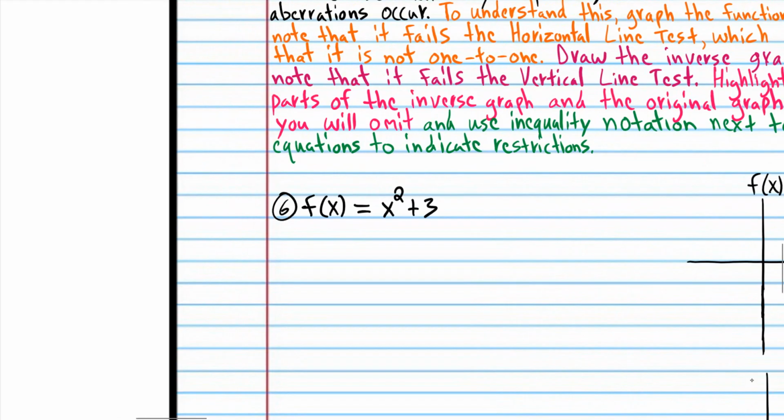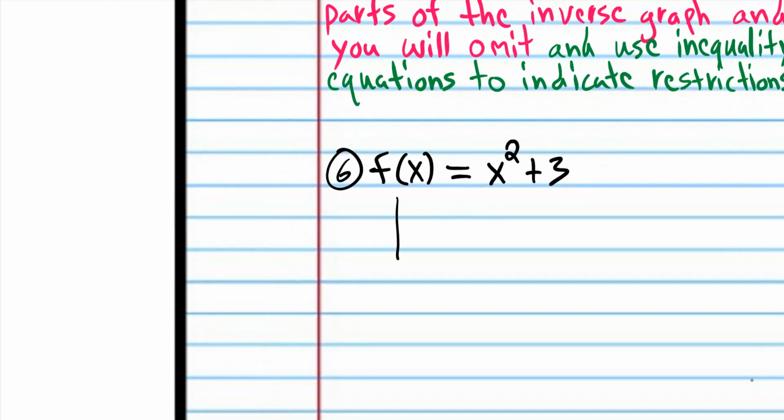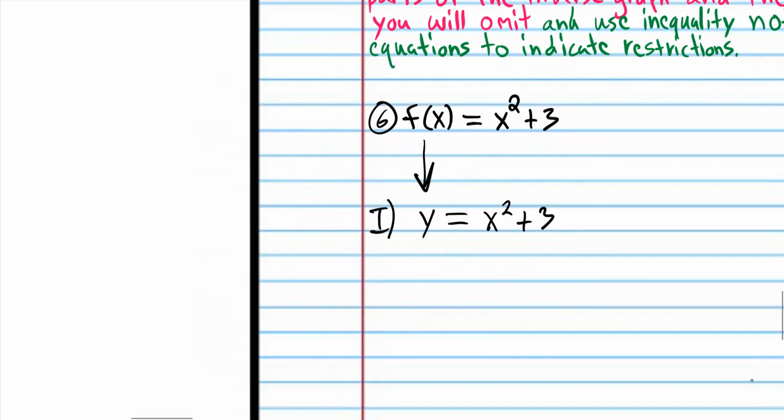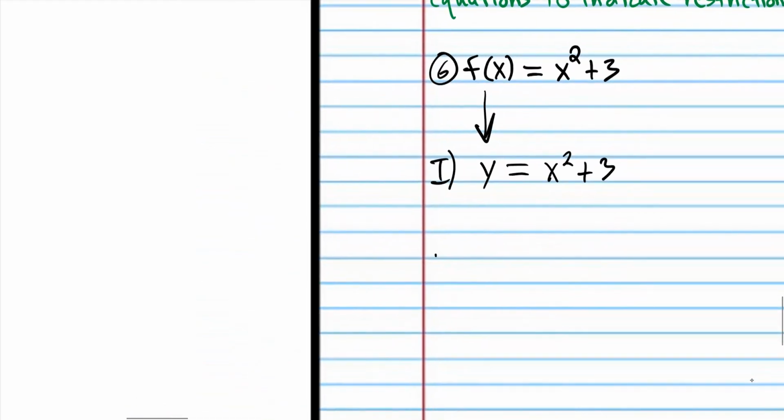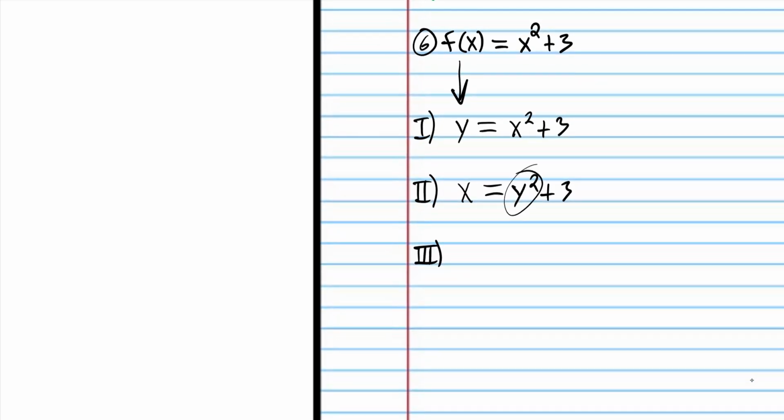Okay, we're back. So the first thing we're going to do is just find the equation of the inverse. And remember, step 1 is to replace f of x with y. Step 2 is to change y to x and x to y. Step 3 is to solve for y. We want to get y by itself, so we're going to put the 3 on the other side of the equation.